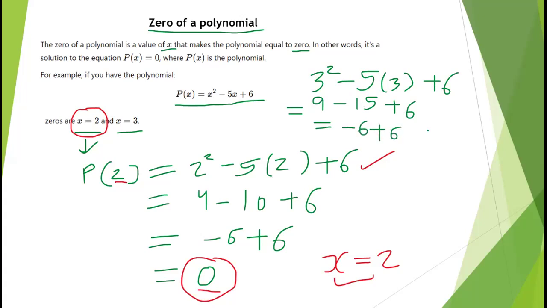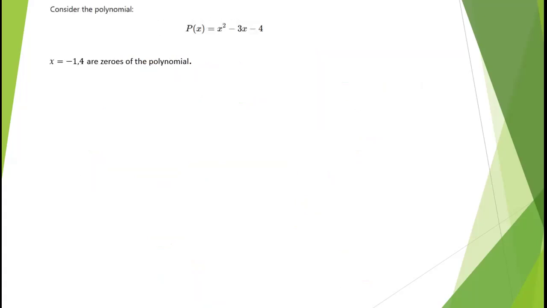So here x equal to 3 has made the value of the polynomial equal to 0. So we can say x equal to 3 is a 0 of this polynomial. So let's come back to our definition again for the better understanding. The 0 of a polynomial is a value of x that makes the polynomial equal to 0. Now let's proceed to one more example. Let's take one more example here.